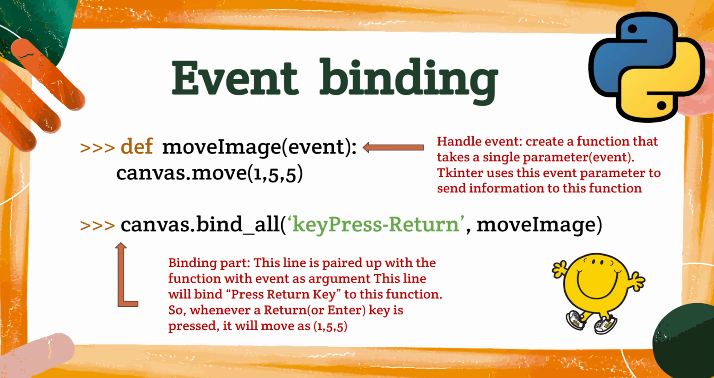To handle an event, first, you need to create a function that takes event as argument. You can give any name to this function. tkinter uses this event parameter to send information to this function, and this function's job is to move the object, as you can see, canvas.move.